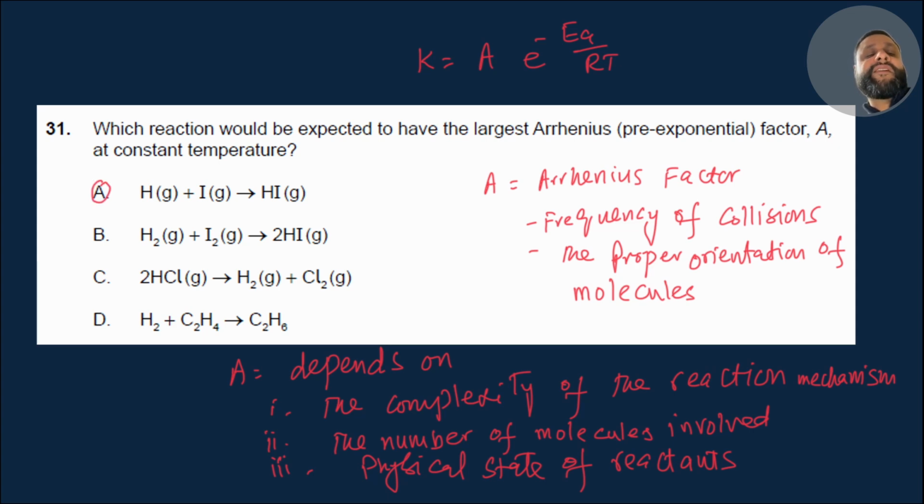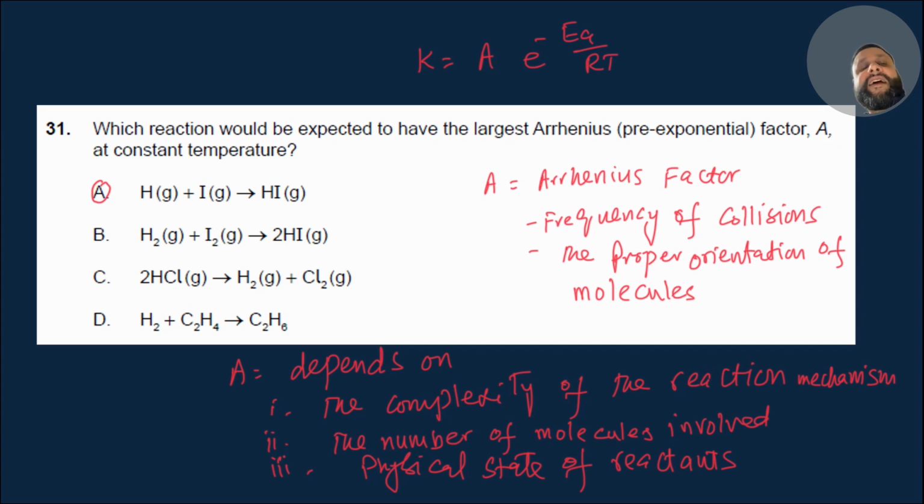If we look at B, it looks like a simple reaction, but the orientation is slightly more complicated than A because the old bonds need to break, in H2 and I2. And similarly in C, yes, we have two molecules of HCl, so the bonds need to break, and similarly in D. So what we're looking for here is simple orientation, less steric hindrance, hence A is the correct answer.